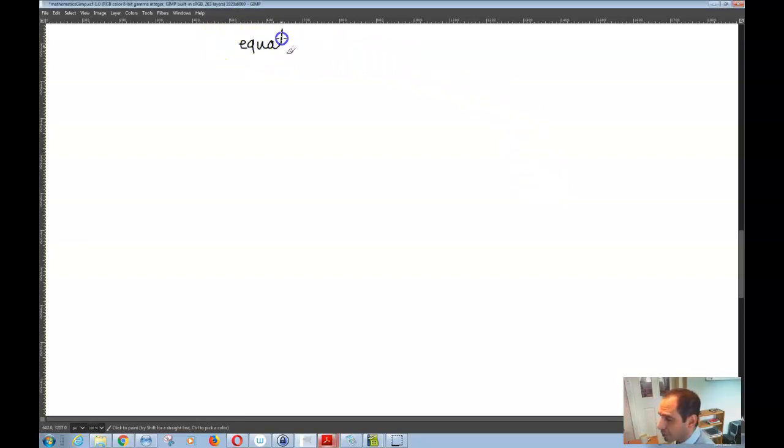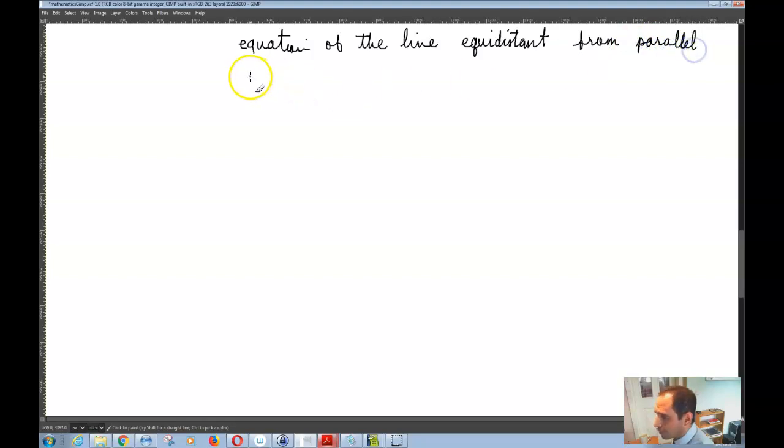You want to find the equation of the line equidistant from the parallel lines 9x plus 6y minus 7 is equal to 0, and 3x plus 2y plus 6 is equal to 0.